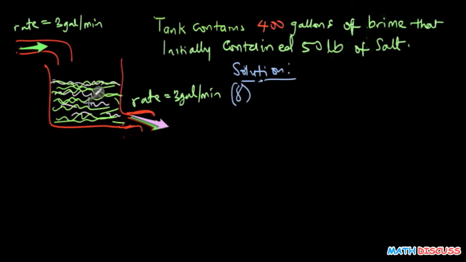We're told that initially this tank contained 50 pounds of salt. This 50 pounds of salt was dissolved in water to get the 400 gallons of brine. And then we're also told that pure water was pumped into the tank at a rate of 3 gallons per minute. So you need to note, we're told it is pure water, not brine, pure water. So the pure water does not contain any salt.